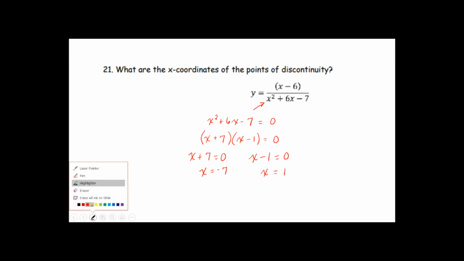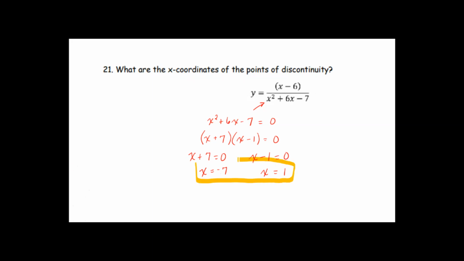Oh, not a red here. How about an orange? Okay, these are your 2 x values for the points of discontinuity. So make sure in your notes you might want to add, hey, points of discontinuity come from the denominator, the bottom of the fraction.